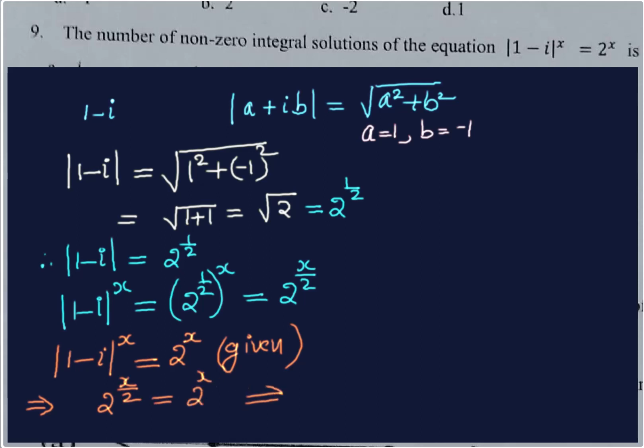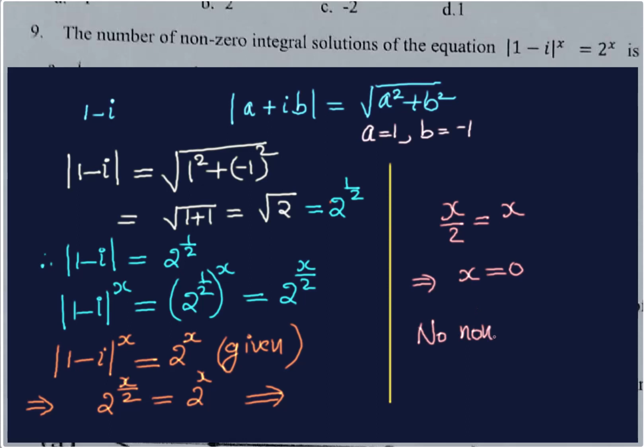Since the bases of the exponential numbers on both sides are the same and equal to 2, we can equate their powers. So we get x by 2 is equal to x. This is true only when x equals 0. Therefore, the only integral solution to the given equation is 0. And hence it has no non-zero integral solution.